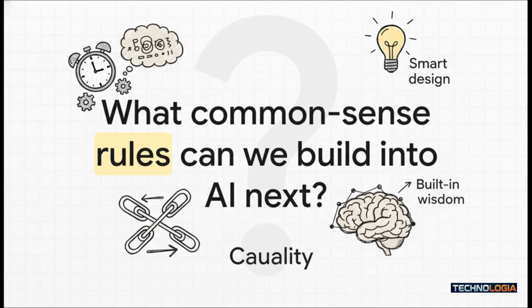So where does this all leave us? It leaves us with a really fascinating question about the future. We've successfully managed to build our own common sense understanding of images right into our AI models. So what's next? What other common sense rules can we build in? The physics of motion? The underlying logic of language? Maybe even the rules of cause and effect? It really seems like the future of AI might be a lot less about brute force and a whole lot more about built-in wisdom.